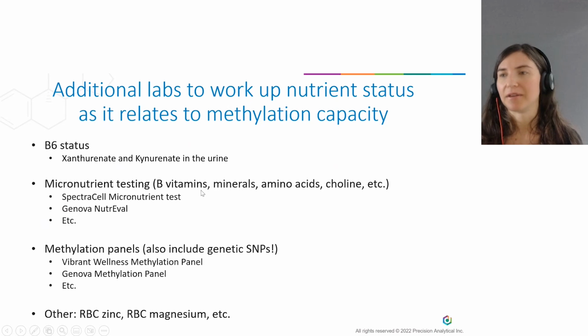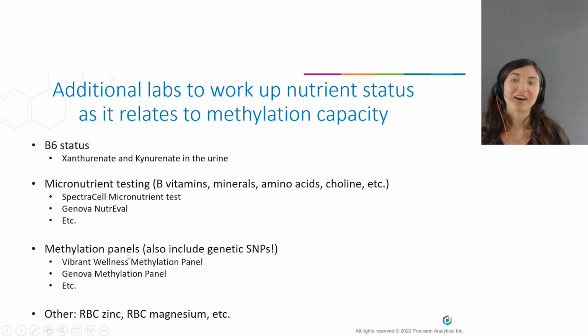And then micronutrient testing. Micronutrient testing, you can look at the B vitamins, the minerals, the amino acids, choline. So SpectraCell is a great company that looks at micronutrients. Genova, they've got the NutriEval. So there's a few different ones on the market. And then methylation panels.